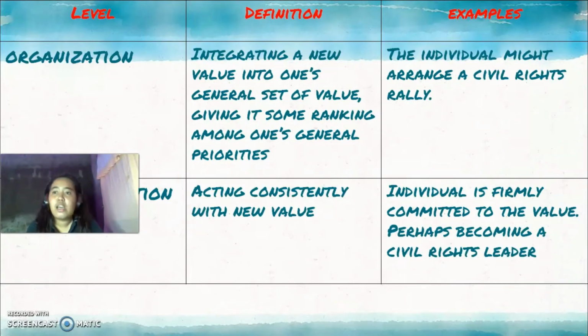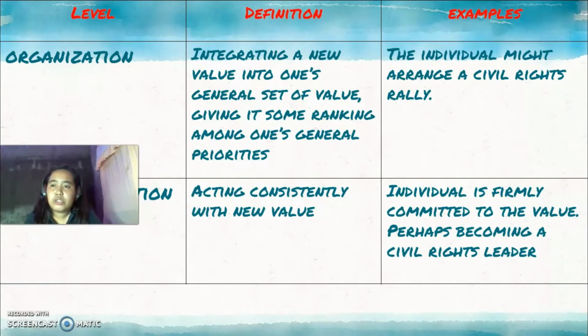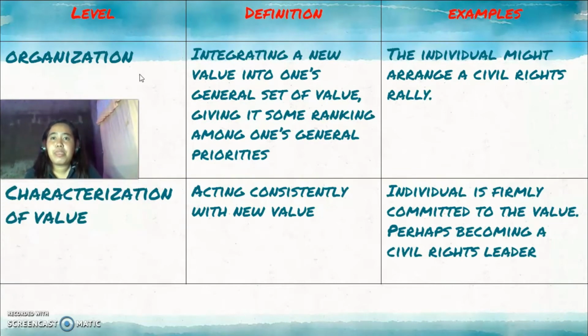Next slide. The next one is organization. It is the integration of a new value into the general set of values, giving it a ranking among general priorities. Individuals might arrange a civil rights rally.